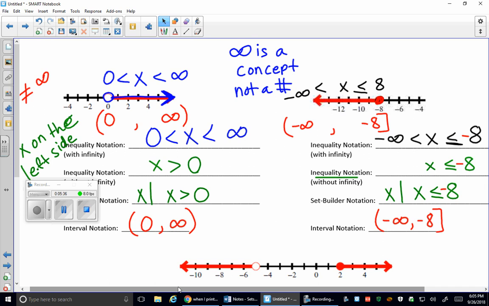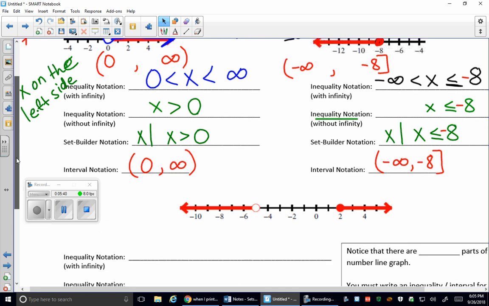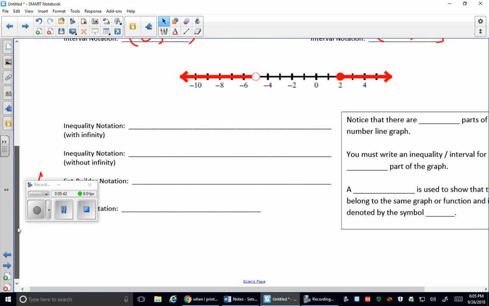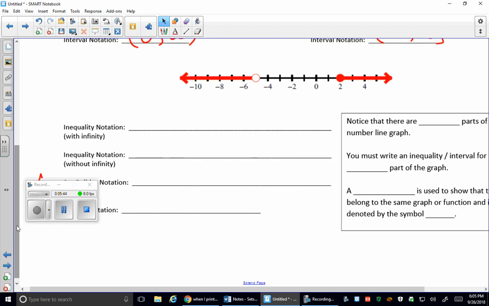All right, so let's take a look at our most complicated example. Here we have two pieces. We have two rays, so we have to do this twice. What I want you to notice is that there are two parts of the number line graph. We have to write an inequality or an interval for each part of that graph.